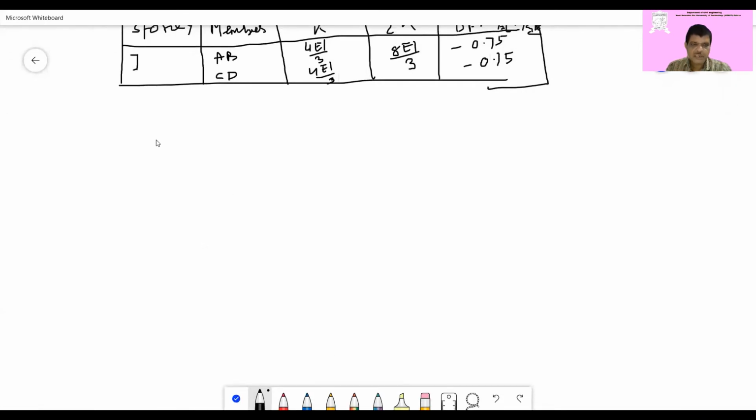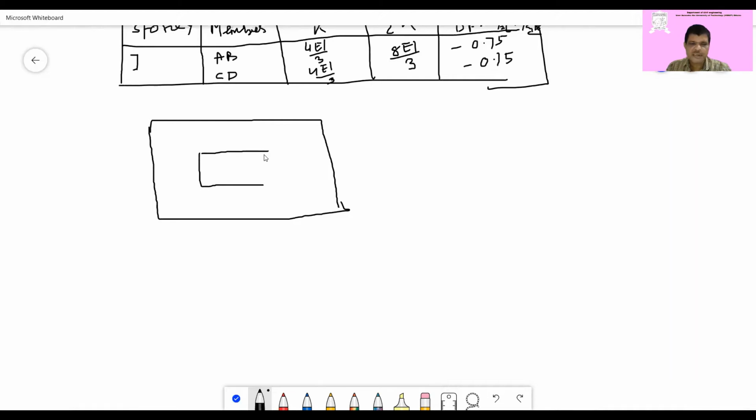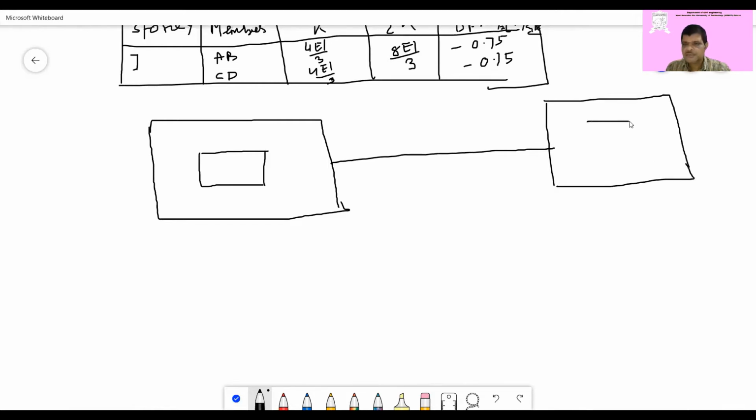So now draw this diagram. Draw in this format so that both the displacement and rotation factors are considered. This is the distribution table you have to draw.